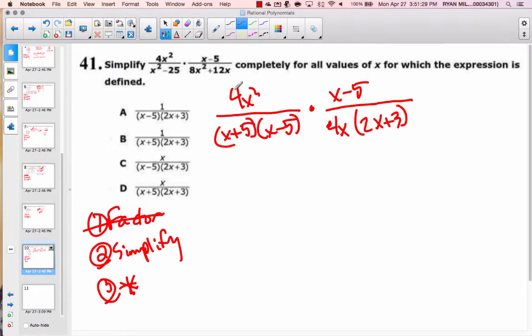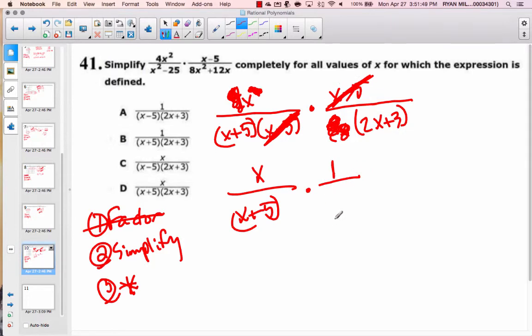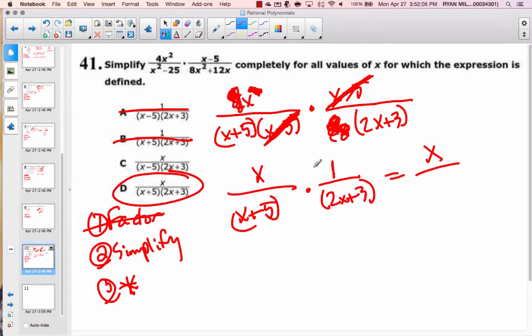Now I can simplify. This 4 cancels out this 4. This x cancels out one of these x's. This x minus 5 cancels out this x minus 5. So I'm going to rewrite this just so this looks pretty. So I've got an x here over an x plus 5 times a 1, because all that stuff went away, so it's 1, times 2x plus 3. Now I'm ready to multiply because nothing else cancels. Well, x times 1 is x on top, so I know it can't be b or a. And then on bottom, I'm going to have an x plus 5 and a 2x plus 3. So it's got to be d.